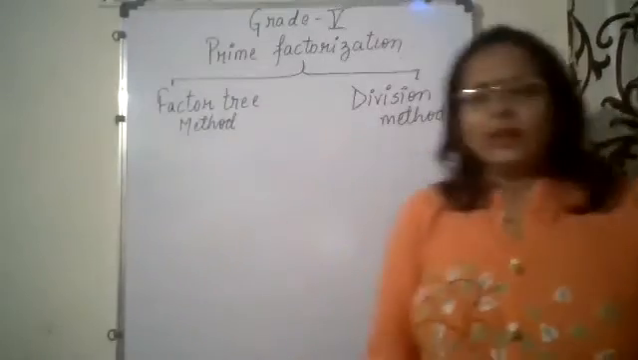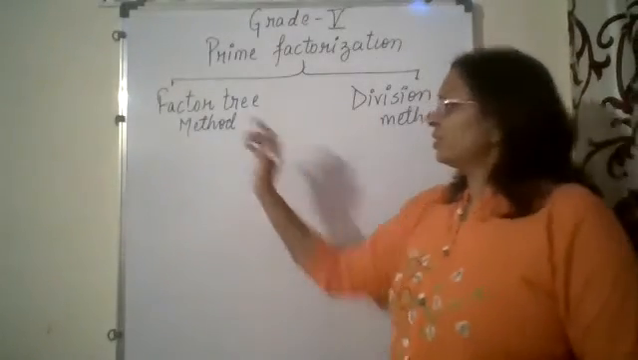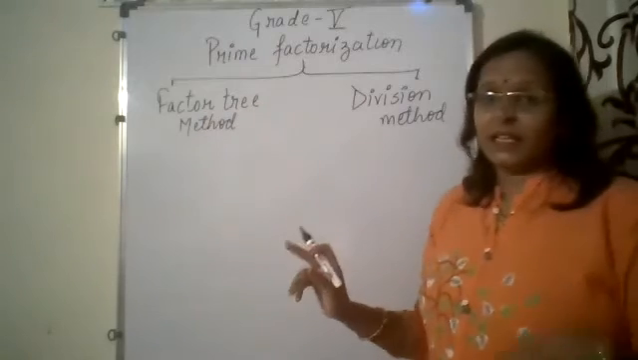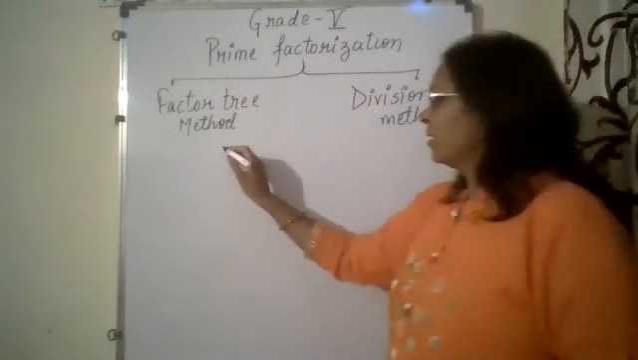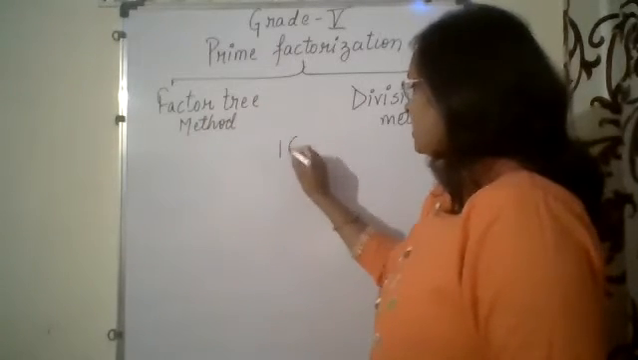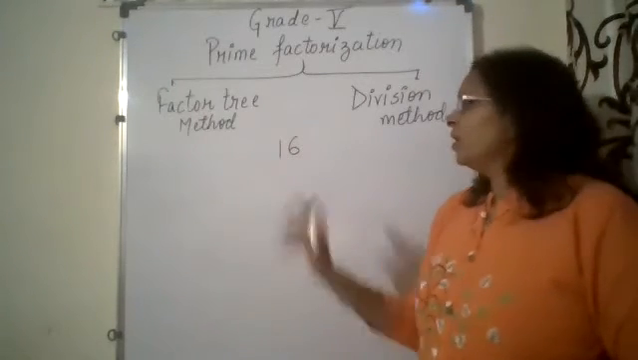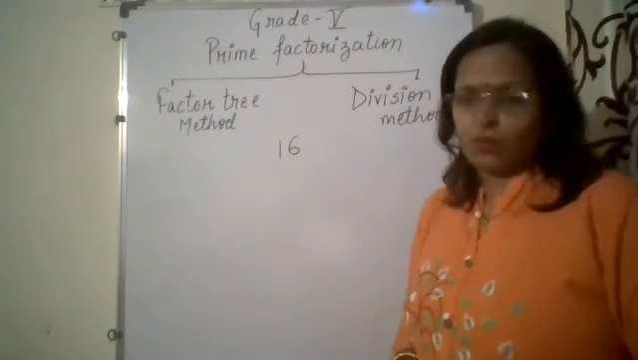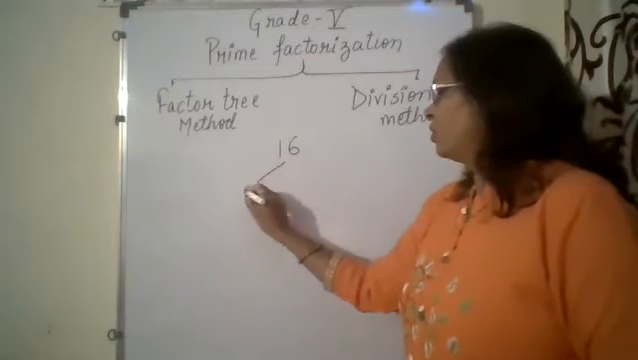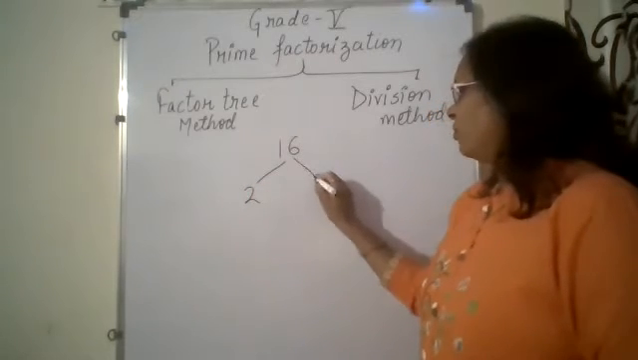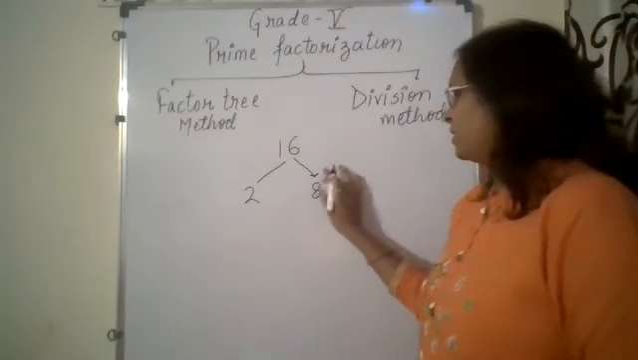Next, in continuation of the factor tree method, let's take another example. Let's take 16. Now read the table of 2. 16 comes in the table of 2, so 2 multiplied by 8.